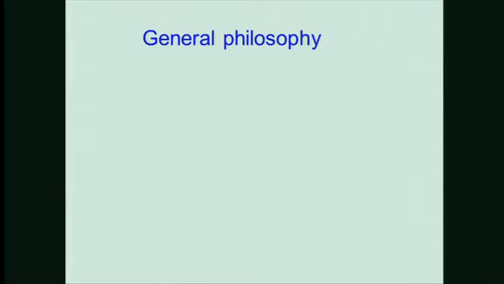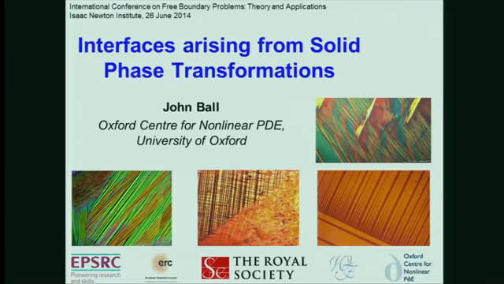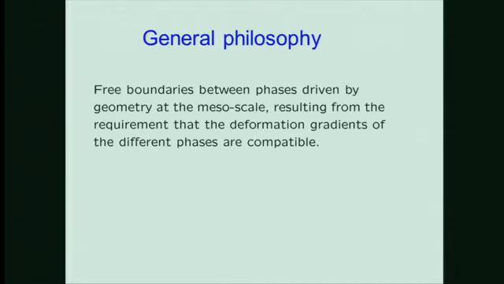So the general philosophy behind those pictures that you see there, various different materials, is that the free boundaries between the different phases that are involved are driven by geometry. It's a kind of microgeometry or a geometry at the mesoscale, which follows from the requirement that the different phases, which have different shapes, fit together at the mesoscale, so the deformation gradients corresponding to these different phases are compatible.